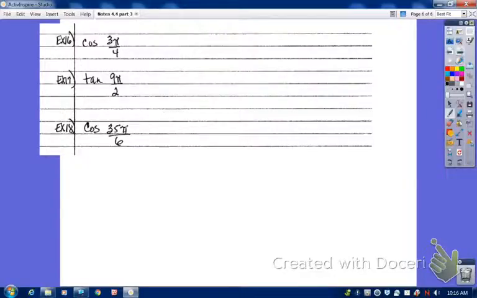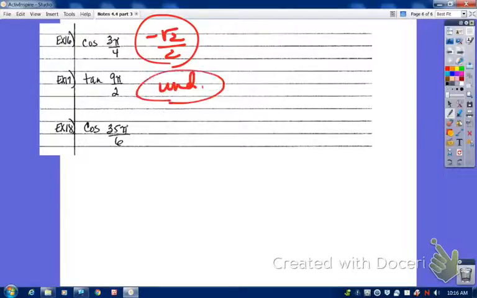Okay, so y'all get how to do these? All right, I'm just going to give you the answers to the rest of these. 16 is negative square root of 2 over 2. 17 is undefined. And 18 is square root of 3 over 2. So when the directions say use a reference angle to find these values on a unit circle, just use the unit circle and what you know about sine, cosine, and tan.